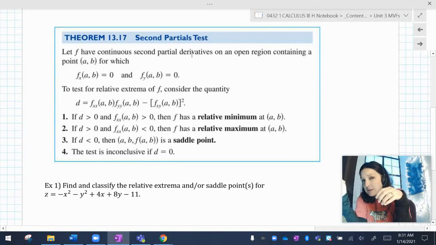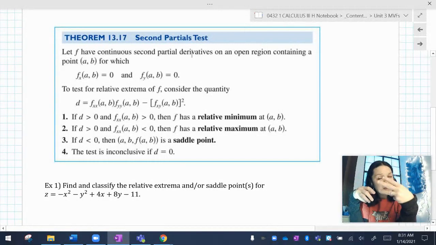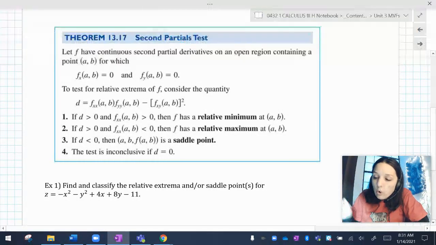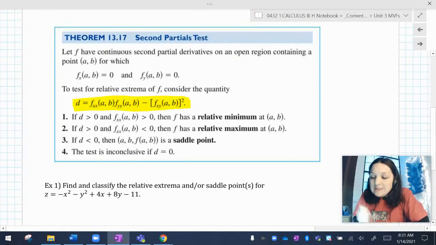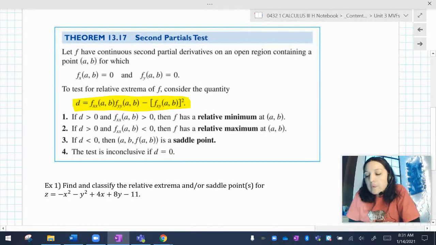Except now I don't have a second derivative. I have three: f sub xx, f sub yy, and f sub xy. And basically, we need to find a way to smash them all together to figure out the concavity of a surface instead of just a curve. So in order to do that, we define a new value called D, where D is f sub xx times f sub yy minus f sub xy squared, evaluated at the critical point.